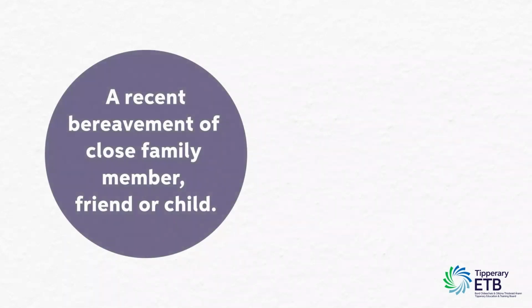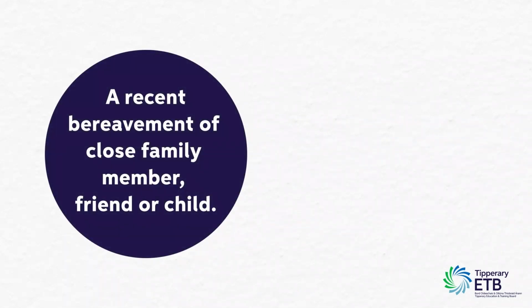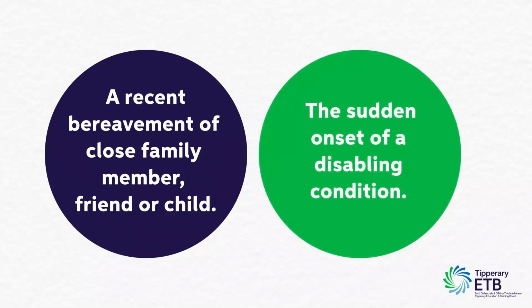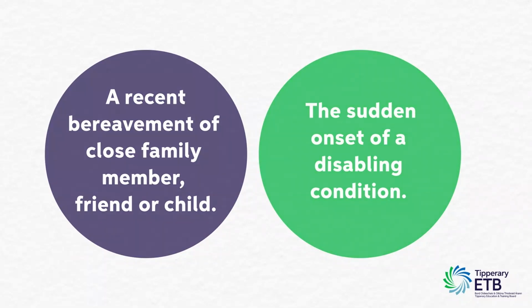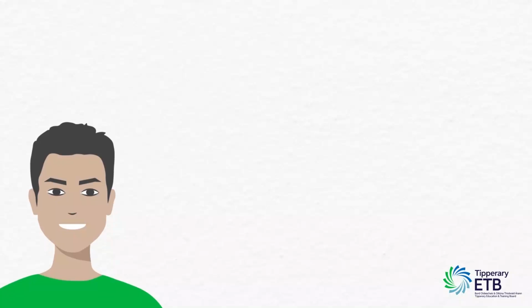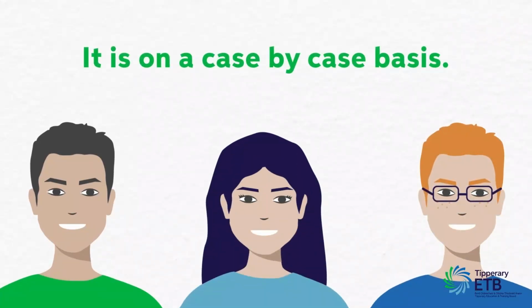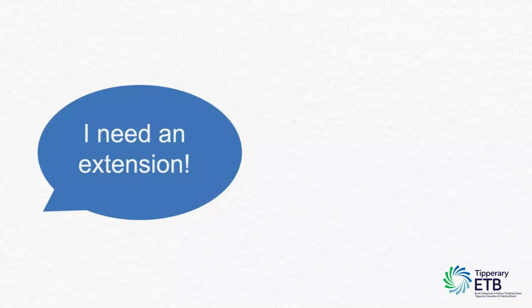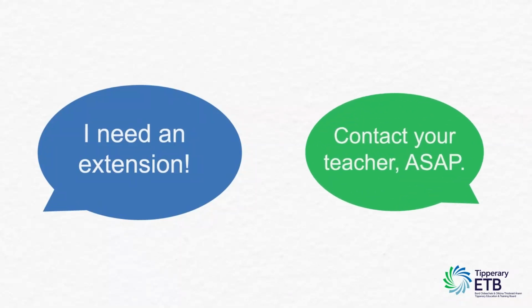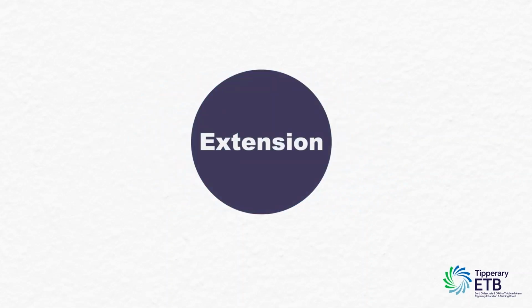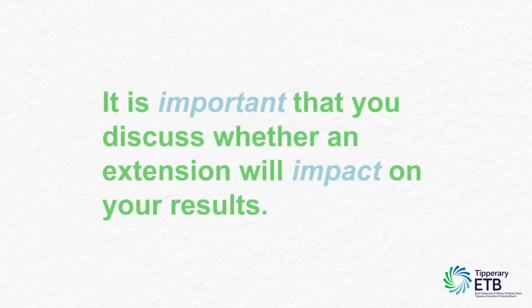An example of an exceptional circumstance is a recent bereavement of a close family member, friend, or child, or the sudden onset of a disabling condition. There is a process for applying for extensions, and it is on a case-by-case basis. You must let your teacher know of your exceptional circumstances as soon as possible to see if you can apply or qualify for an extension. It is important that you discuss whether an extension will impact on your results.